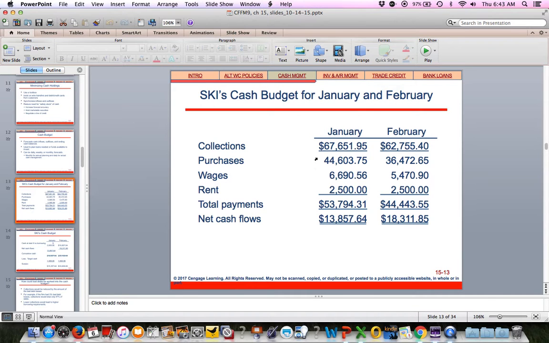And same thing with the cash outflows. We're focusing on when the payments go out. So as we purchase inventory, as we pay our wages, as we pay our rent, that's what we're focusing on: literally the cash in and the cash out.